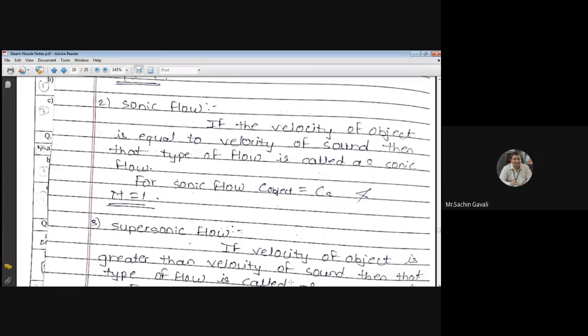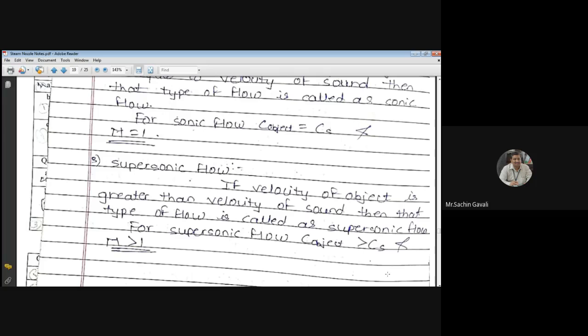Equal to 1. For sonic flow, M is equal to 1 because C is equal to CS. Ratio same. Then supersonic flow.